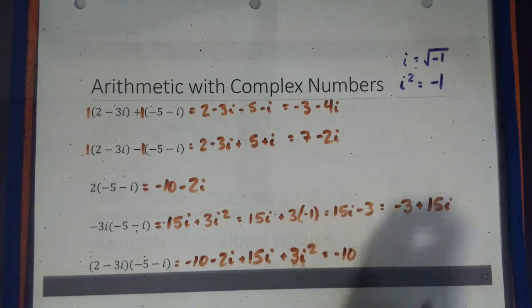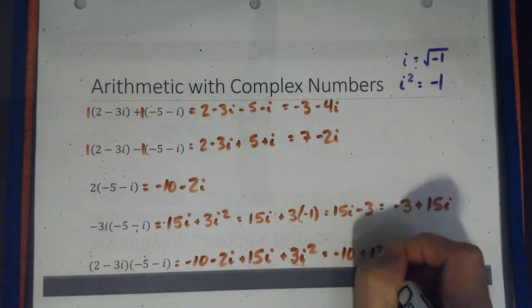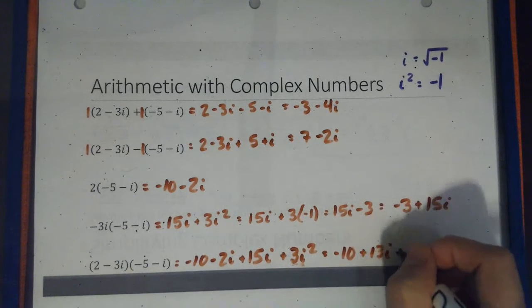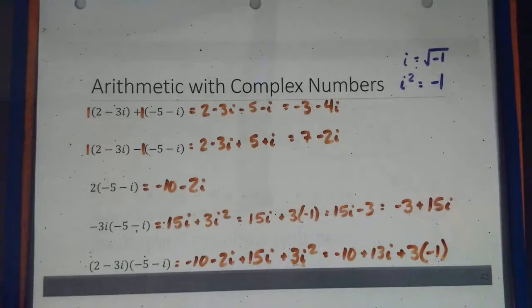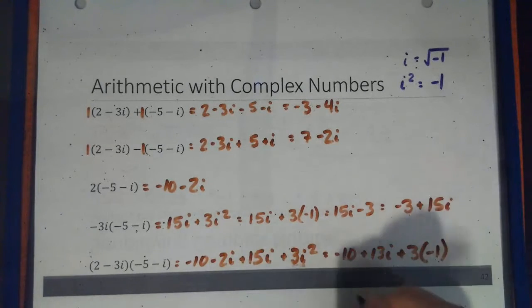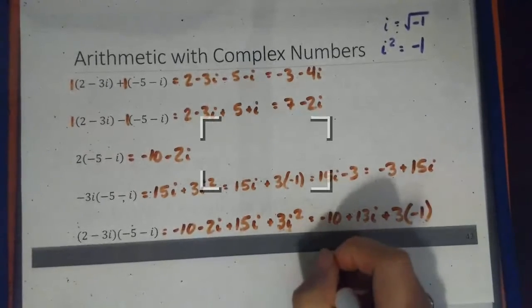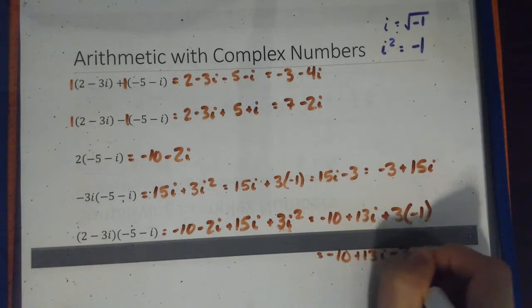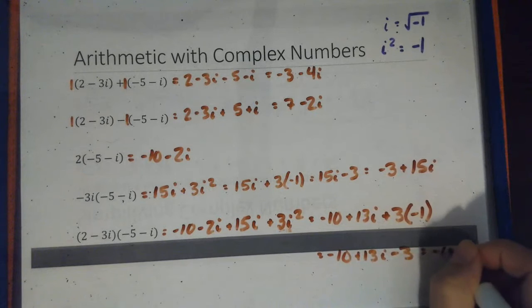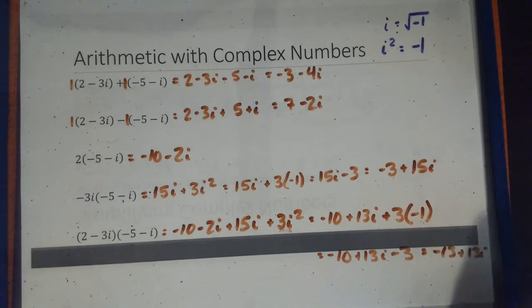So we have a negative 10. Negative 2i plus 15i is a positive 13i. And then we have plus 3 times i squared, which is negative 1. So that is going to give us, let's get some more room here, negative 10 plus 13i minus 3, which is negative 13 plus 13i.